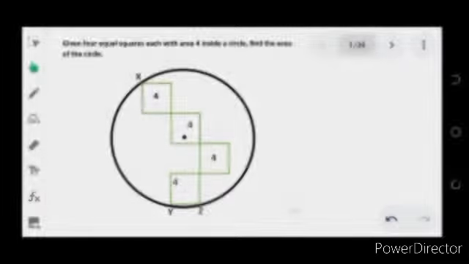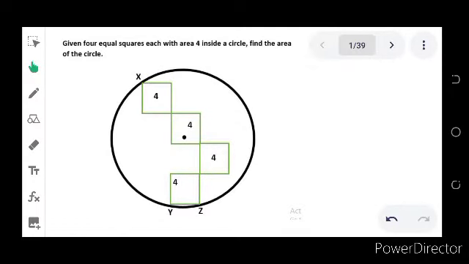Everyone, let's try to solve this geometry problem. We're given four equal squares, each with an area of 4 square units, that are inside a circle. We're going to find the area of the circle. Remember that every time we find the area of a circle, we always need a measure for the radius. But since we don't have the measure for the radius in the given problem, we need to draw auxiliary lines in order to find its measure.